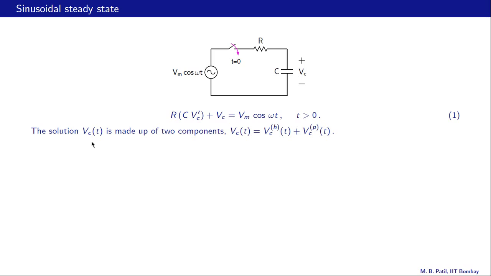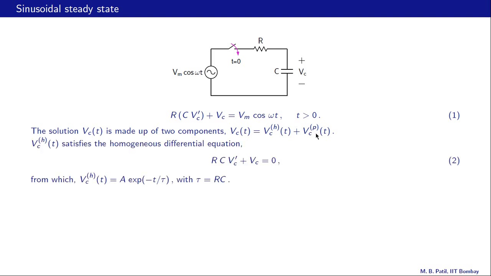The solution Vc of t is made up of two components, a homogeneous component indicated with this superscript h here and a particular component indicated with this superscript p. The homogeneous component Vc h of t satisfies the homogeneous differential equation RC Vc prime plus Vc equal to 0. So we drop the source term, and that is how we get this equation. And this equation has this solution A e raised to minus t by tau with tau equal to R times C.